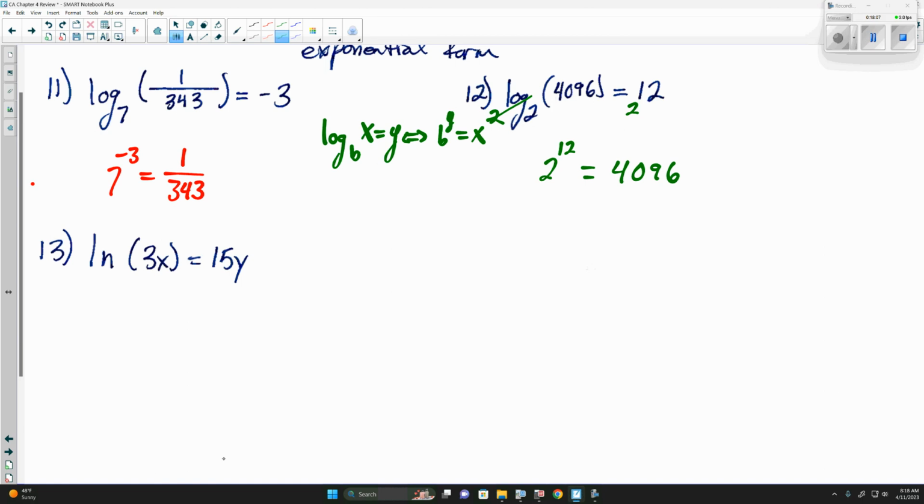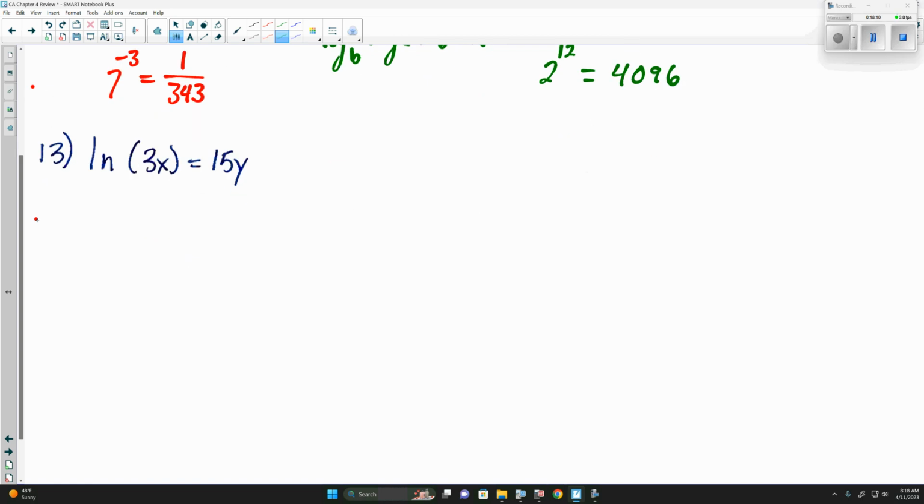The natural log, well, its base is e. These would cancel, telling me e to the 15y is equal to 3x. We could have it flip, say 3x is equal to e to the 15y. Either way works. But this one here we can't check because we don't know the value of x or y. But this is what we get. Questions on these here?